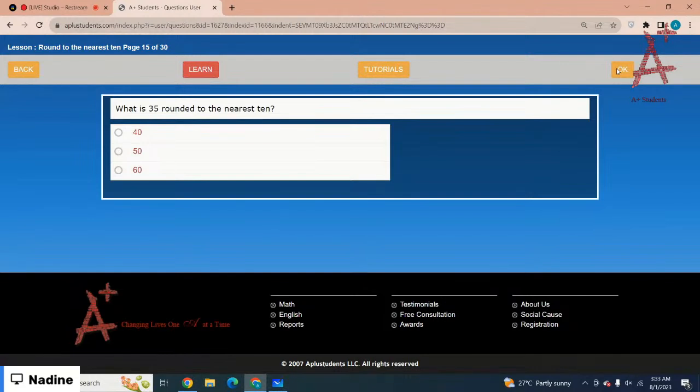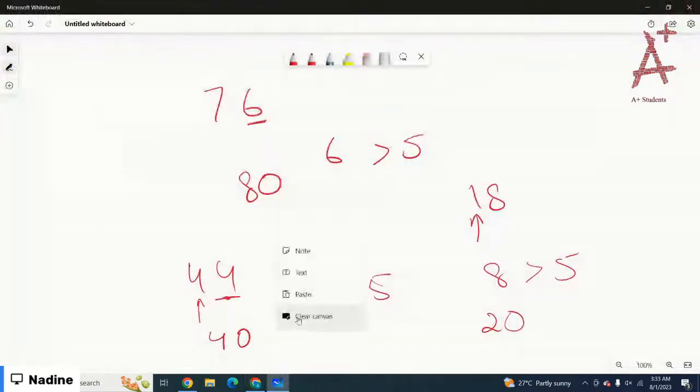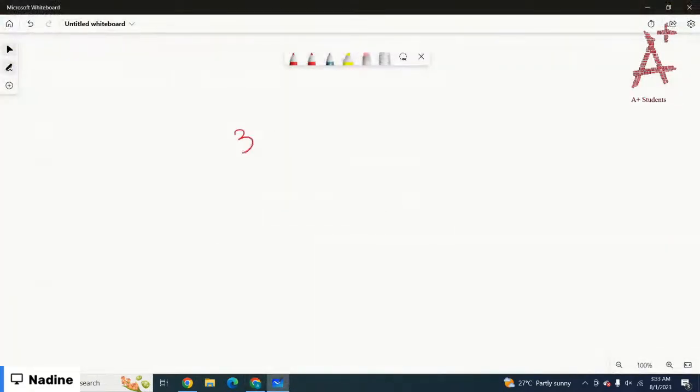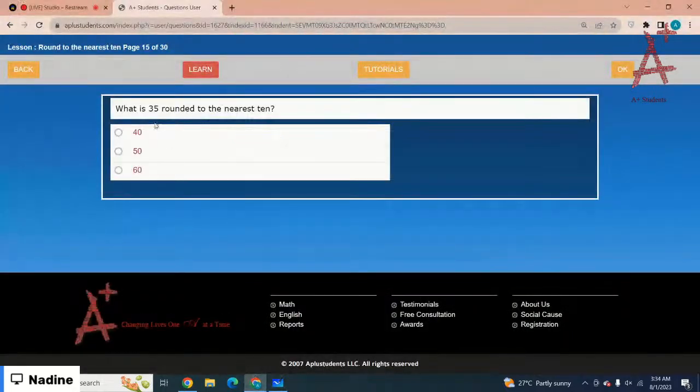What is 35 rounded to the nearest 10? 35. The tens digit is 3 and the next digit to 3 is 5. 5 is equal to 5 or greater than 5. You have to end up on the next 10. So the next 10 is 40. So the correct option is 40.